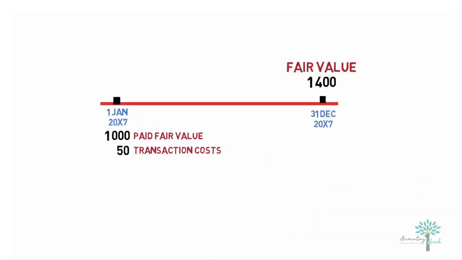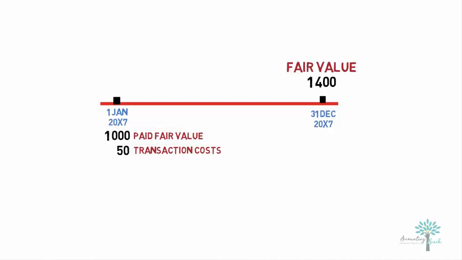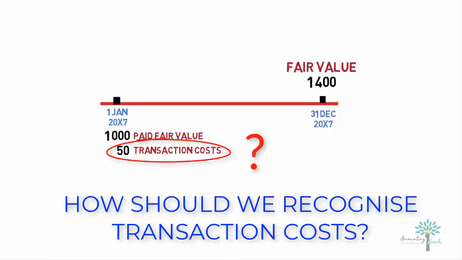Well, the first journal entry would be to recognize the asset at fair value. So at initial recognition, we would need to debit the financial asset and to credit bank of 1,000 currency units. But now, what about the transaction costs? How would we recognize these?